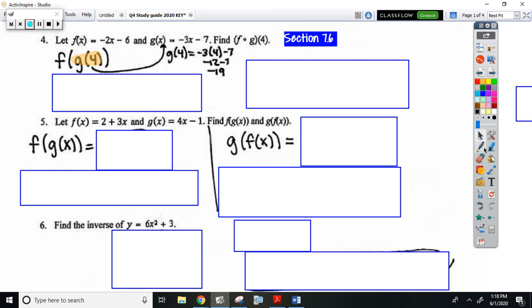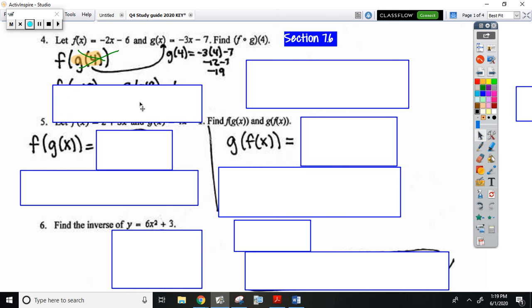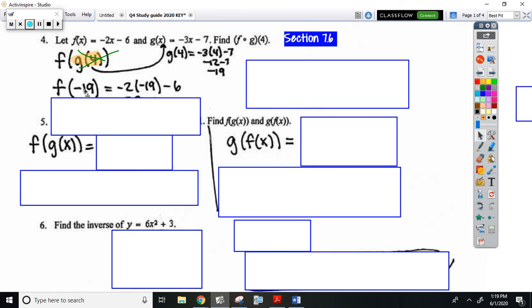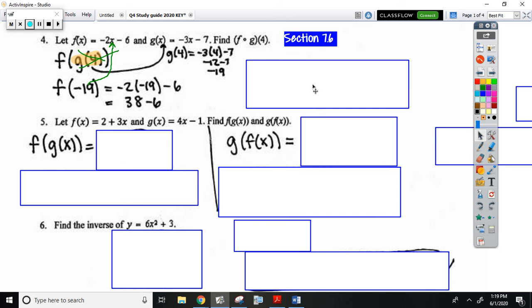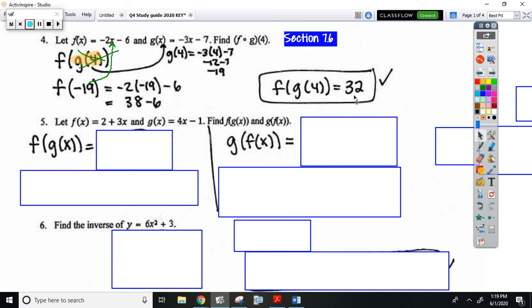All right, so that negative 19 gets replaced here. We'll get rid of that g of 4, and we'll have f of negative 19. So for f of negative 19, we plug negative 19 in for x in the f of x function, getting me negative 2 times negative 19 minus 6. When we multiply two negatives together, we should get a positive 38. And then 38 minus 6 gets me 32 as a final answer.